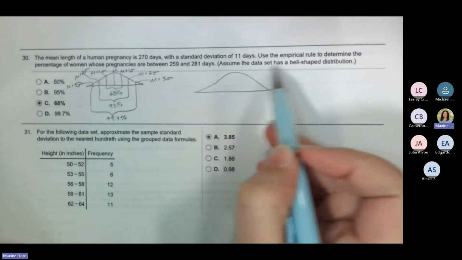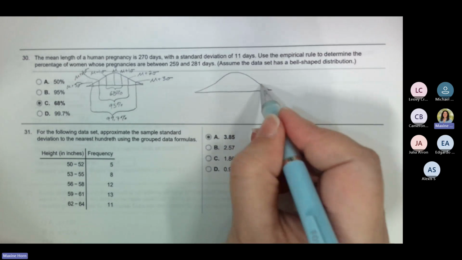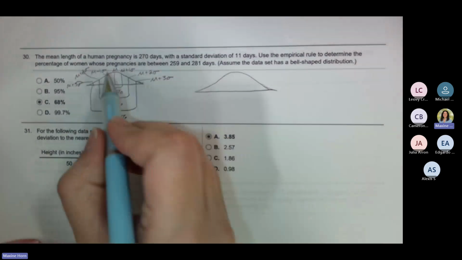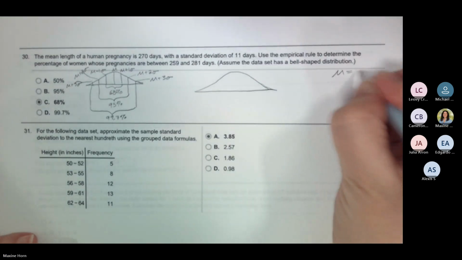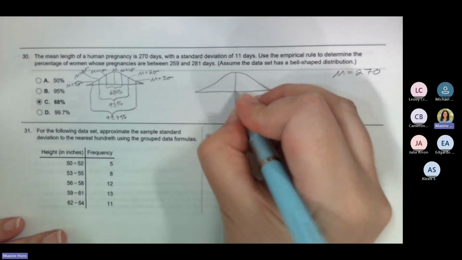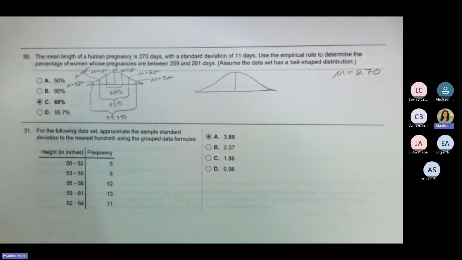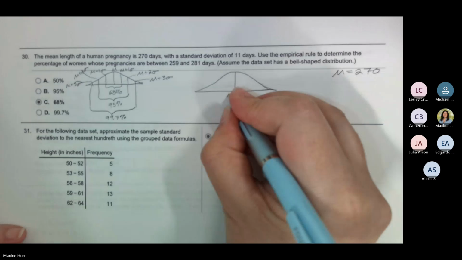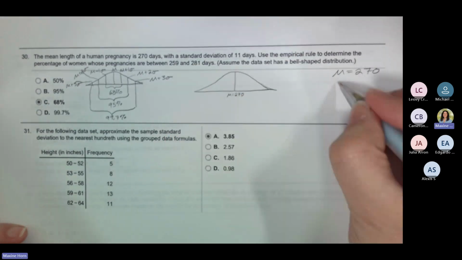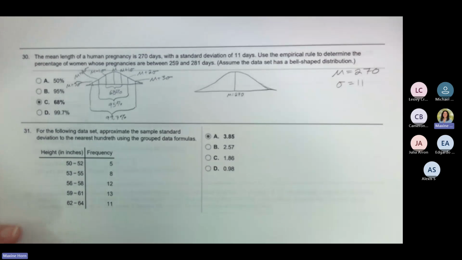All right, so let's take a look at the actual numbers that we're dealing with here. So they said, assume the data set has a bell-shaped distribution. So this is kind of bell-shaped. I'm trying to make it look bell-shaped. All right, it told us the mean length is 270 days. Mean is 270. So that is right there in the center, right? With a standard deviation of 11 days.